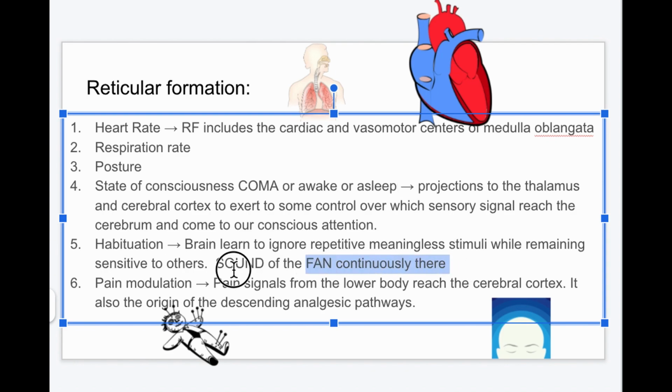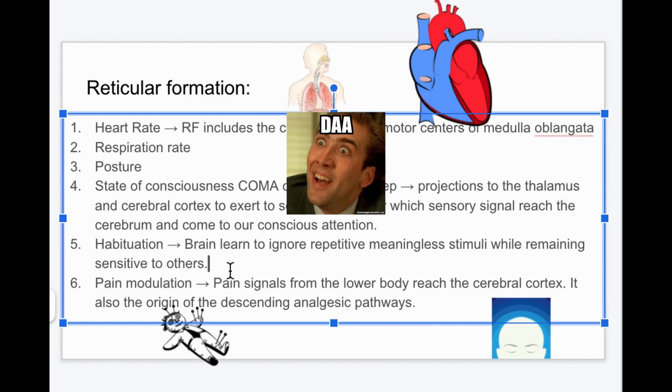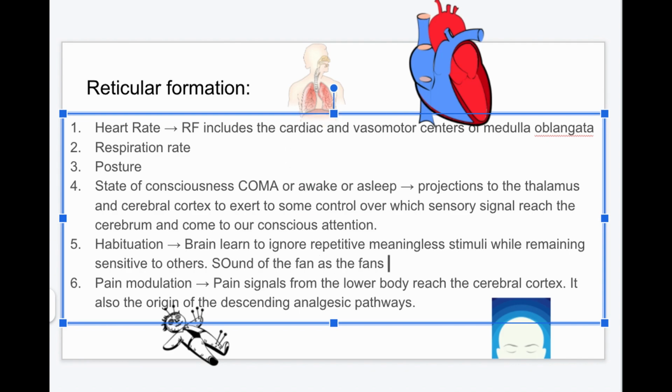Habituation. What does habituation mean? Habituation basically means any sort of thing when the brain accepts a habit. For example, the sound of the fan. As the fan is there, we don't think about it all the time. It becomes a habit.